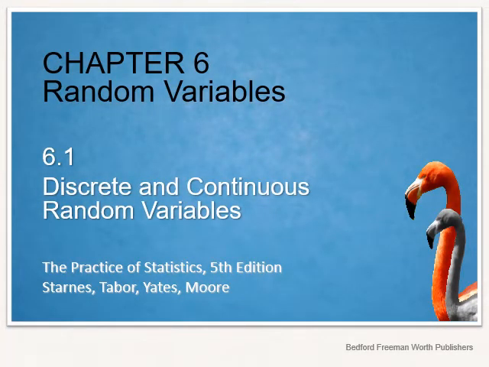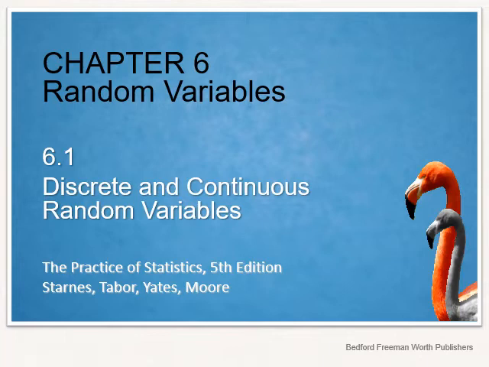This video is the beginning of chapter 6, where we start talking about random variables. The first type of random variable that we're going to talk about is discrete, and then towards the end of this first section of chapter 6, we'll talk about continuous random variables. Now, we've seen continuous random variables in the past without really identifying them as such when we dealt with normal curves.